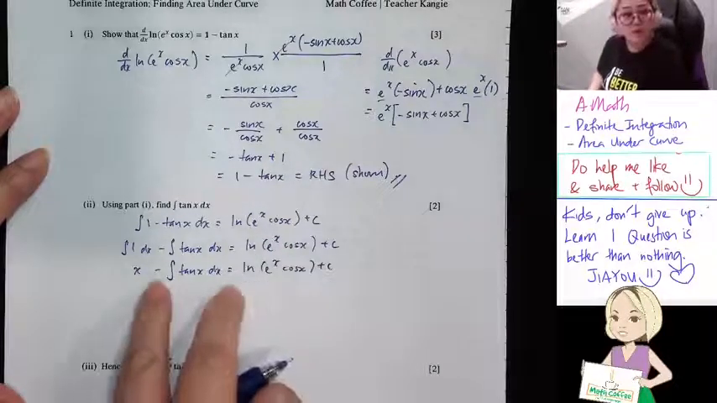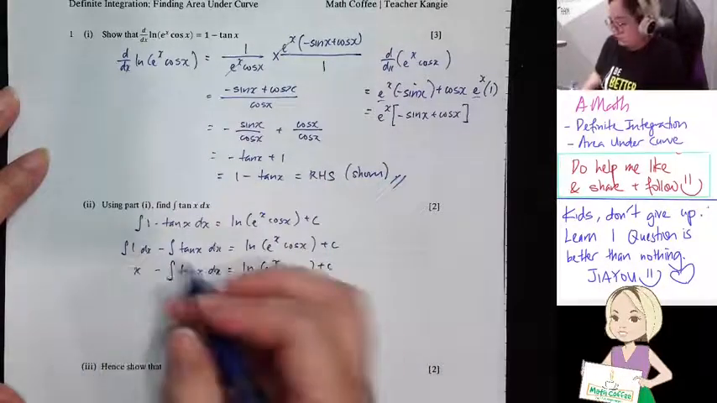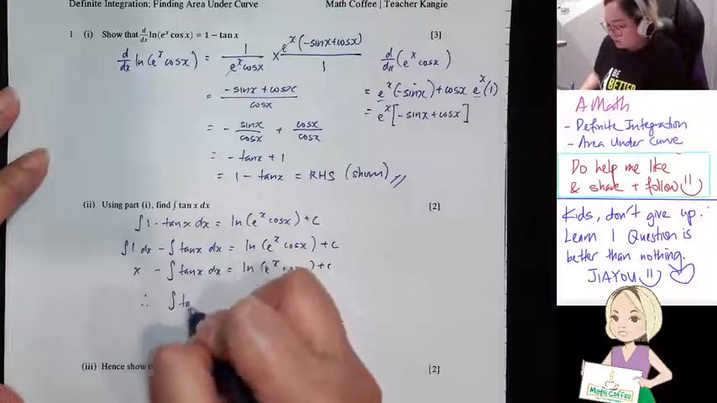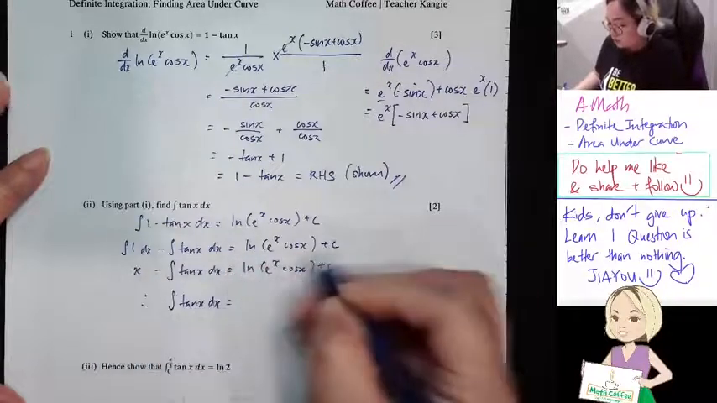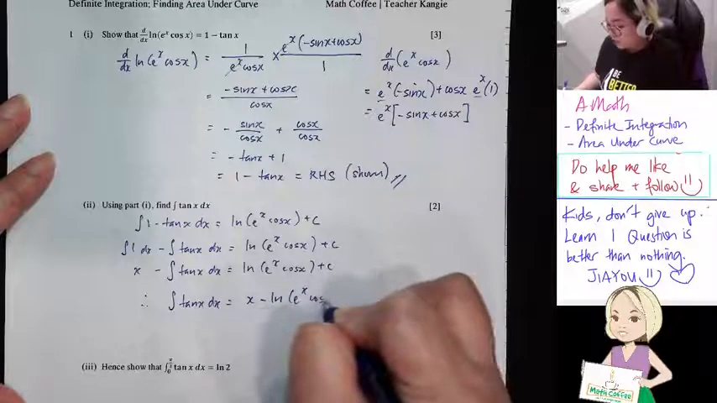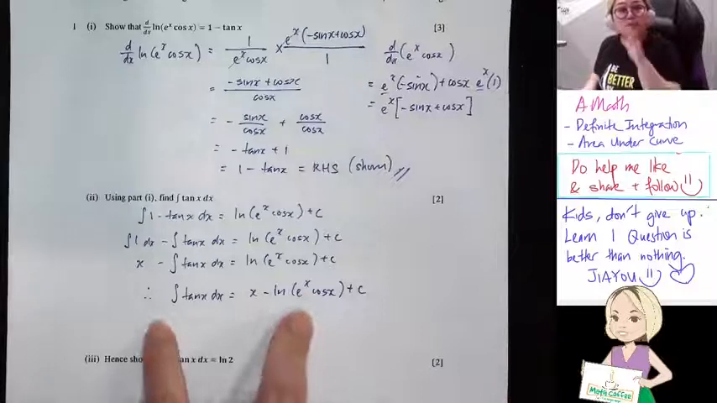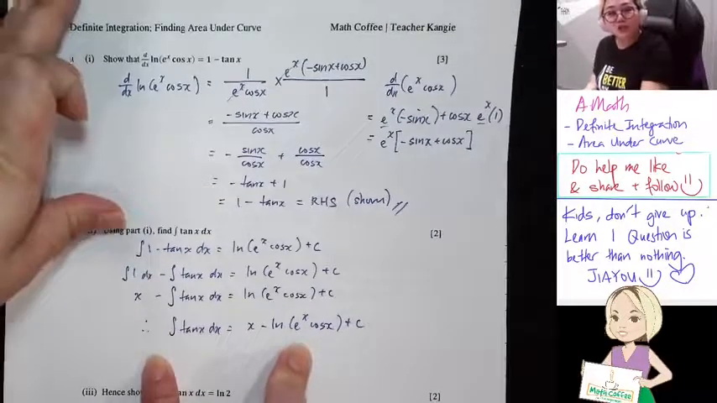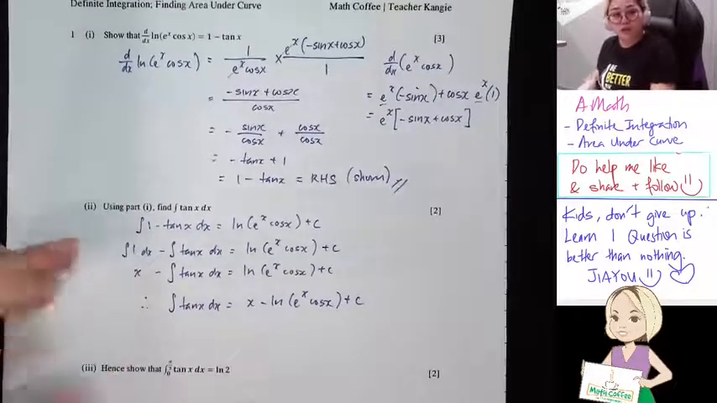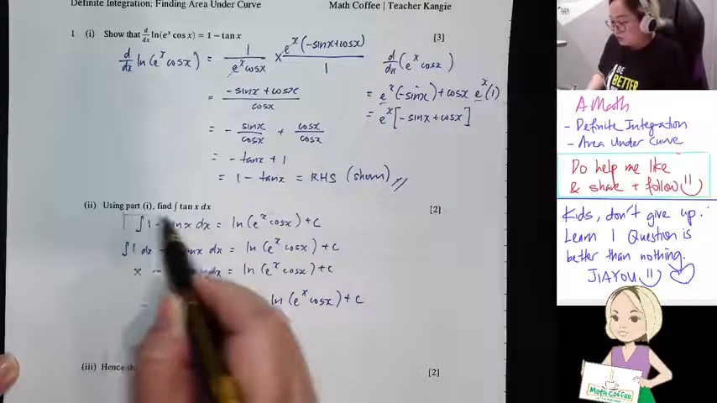So I'm going to bring this to the right-hand side and bring this to the left-hand side. Therefore, the integration of tangent x dx will equal x minus ln of e to the power of x cosine x plus c. You see that? So this is making use of differentiation to solve the integration. So I always ask my students to write this reverse thing.